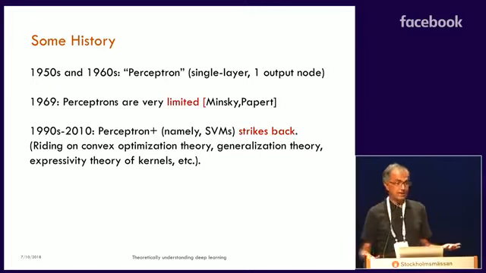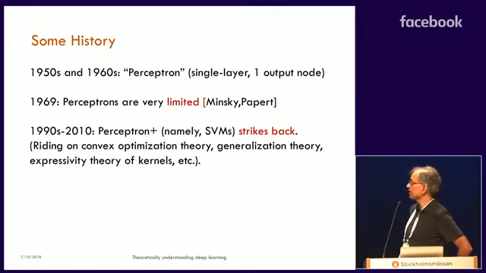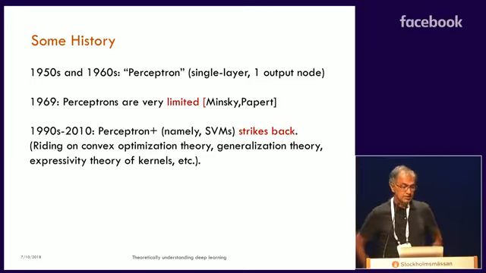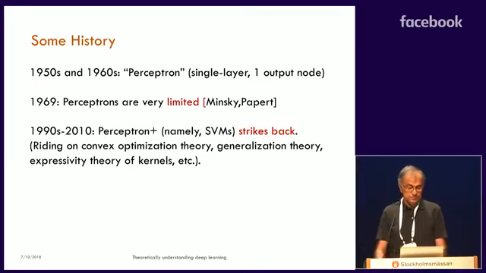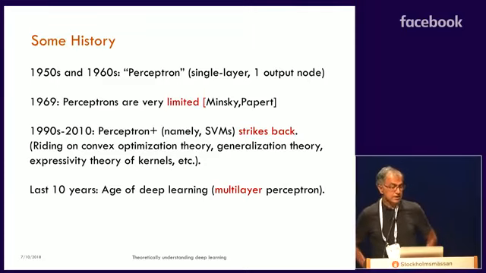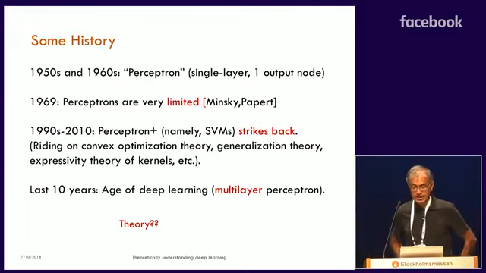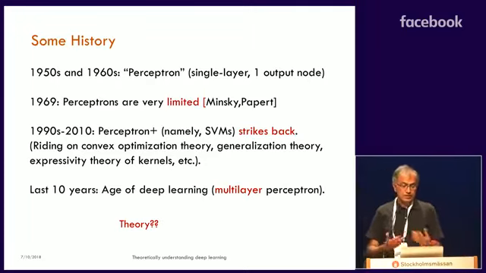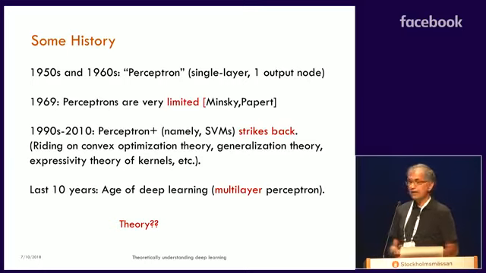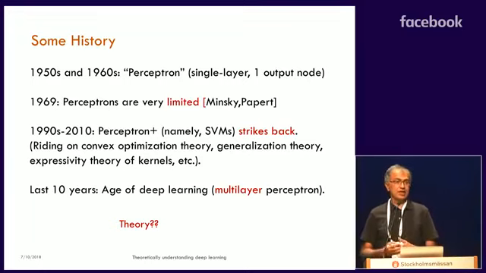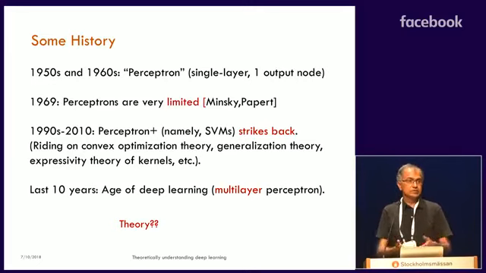The perceptron struck back. You can call it perceptron plus, namely SVMs. And they were extremely influential, and they drew on convex optimization theory, generalization theory, expressivity theory of kernels, etc. So there was a lot of theory there. But of course, in the last 10 years, it's been the age of deep learning, which you can think of as multi-layer perceptron. And somehow people got over this issue that with deep learning, you won't have a provable solution, any guarantee that you're at the optimum solution, and you just live with it.